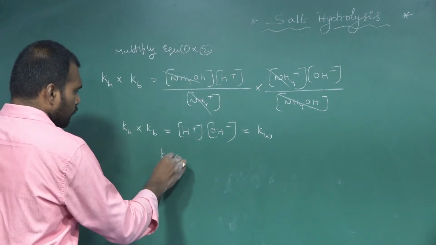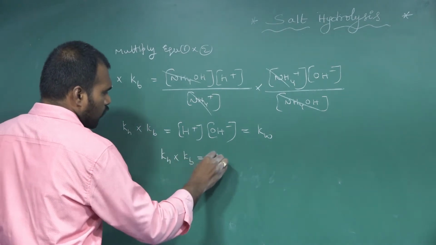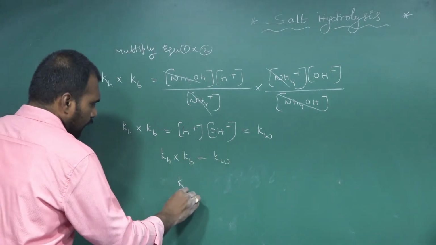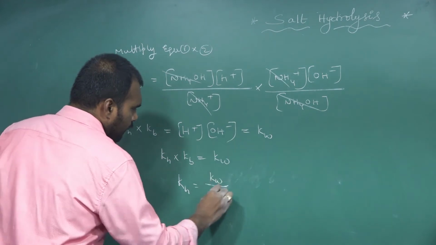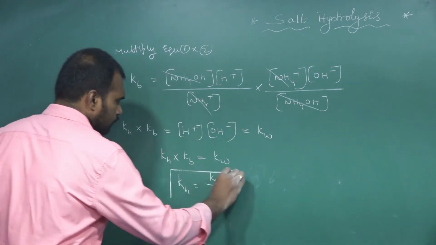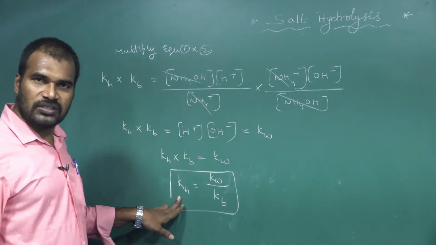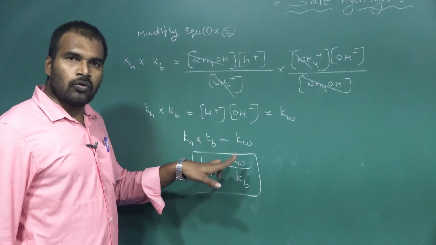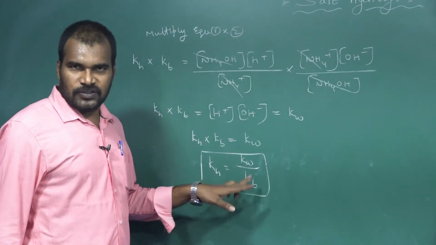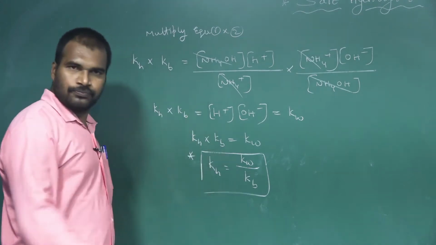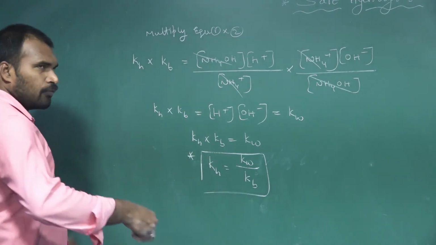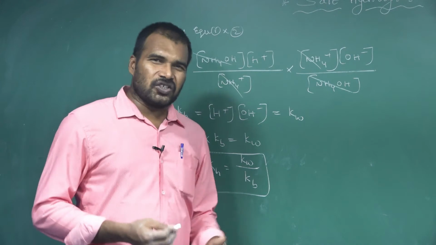So Kh into Kb is equal to Kw, then Kh is equal to Kw by Kb. So the hydrolysis constant is equal to Kw by Kb. It's a very, very important reaction. Now we know how to calculate the pH of the solution.